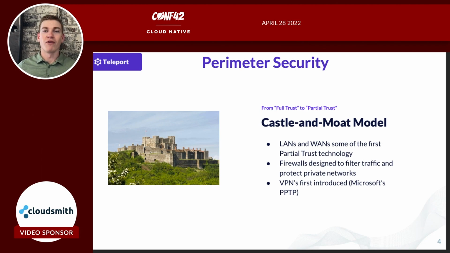VPNs were forged during this era and were first developed by Microsoft back in the late 1990s using point-to-point tunneling protocols. While first used for tunneling information between one trusted network to another, the application and use of this technology has become much more broad in scope and has been really stretched by security organizations. This is due in part to the increased remote working environments, as well as the rise of cloud infrastructure.